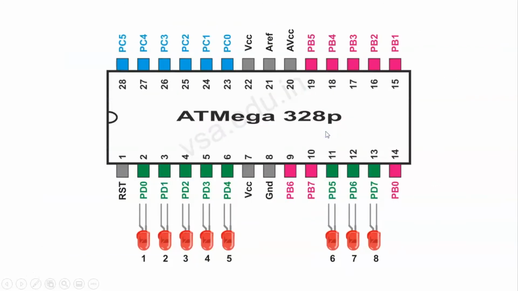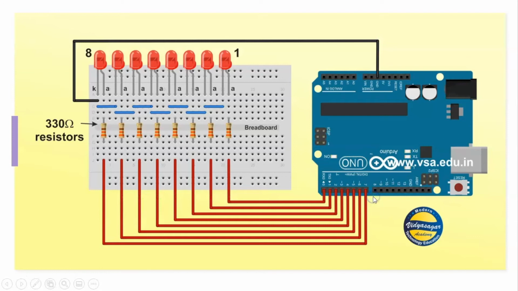So we shall connect these 8 LEDs in our circuit using this connection style. We shall connect our first LED to PD0 pin, then second LED to PD1 pin, like that, and the last LED, 8th LED, we shall connect to PD7. Now you can see the entire connection diagram over here. Very clearly it is shown.